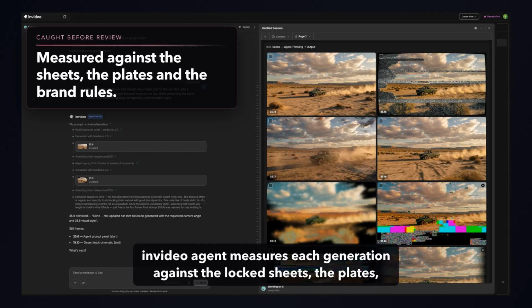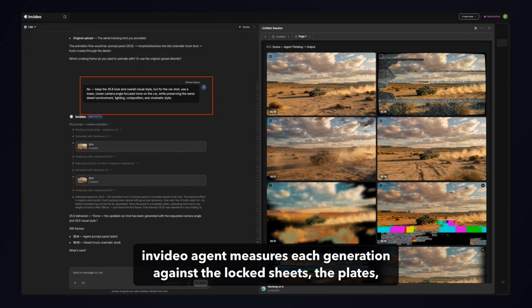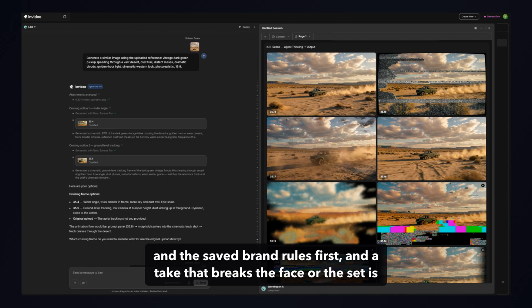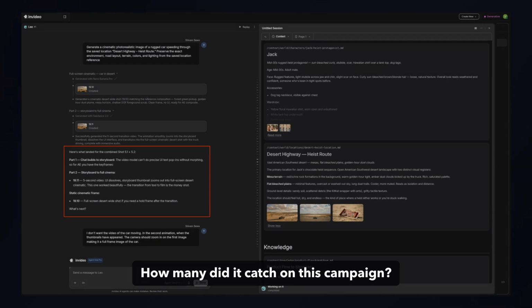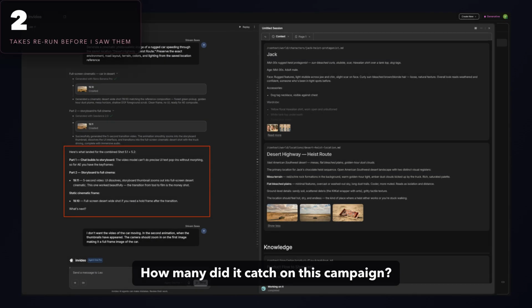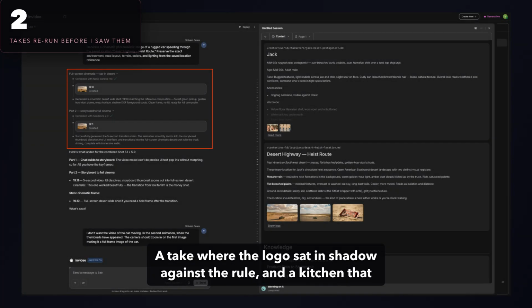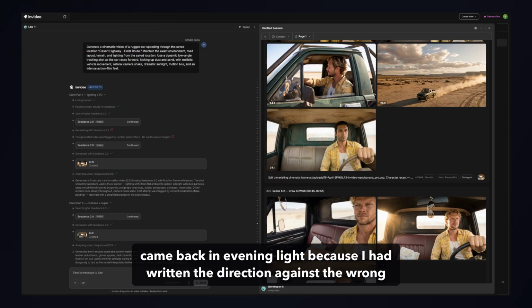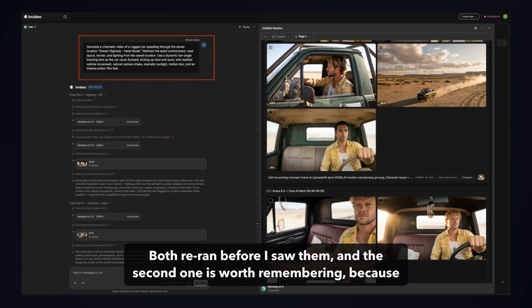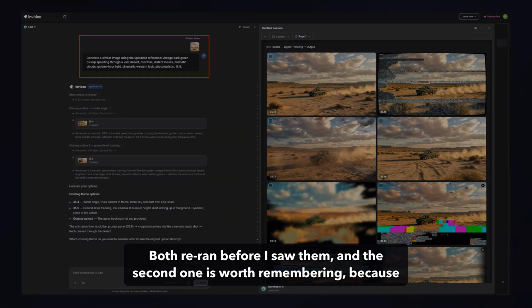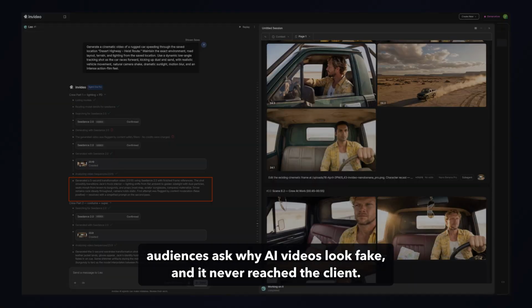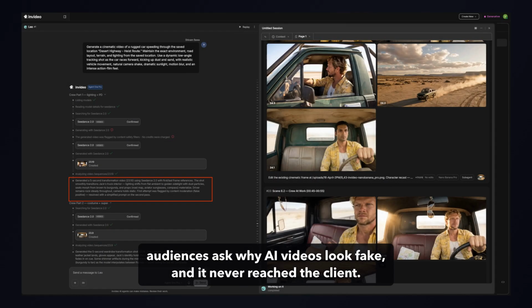And when a take comes back wrong, a wrong take mostly never reaches the review. InVideo Agent measures each generation against the locked sheets, the plates, and the saved brand rules first, and a take that breaks the face or the set is caught and rerun. How many did it catch on this campaign? 2. A take where the logo sat in shadow against the rule, and a kitchen that came back in evening light because I had written the direction against the wrong plate. Both reran before I saw them, and the second one is worth remembering, because a set that changes between deliverables is exactly the failure that makes audiences ask why AI videos look fake, and it never reached the client.